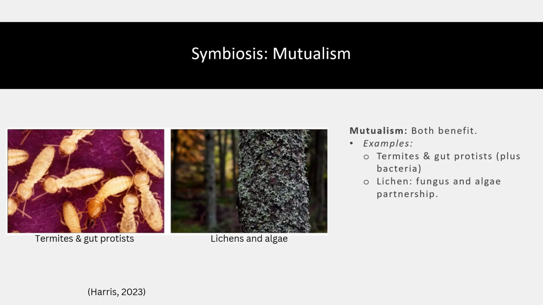Lichens also have a mutualistic relationship with fungi or algae. The algae make the sugar, the fungi provide the structure and the moisture protection in order for both of them to work together. Pollination is also a huge example of mutualism. So bees getting nectar, plants being able to reproduce, that's a form of mutualism.